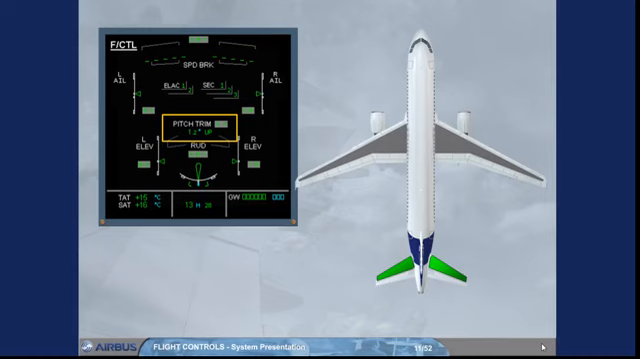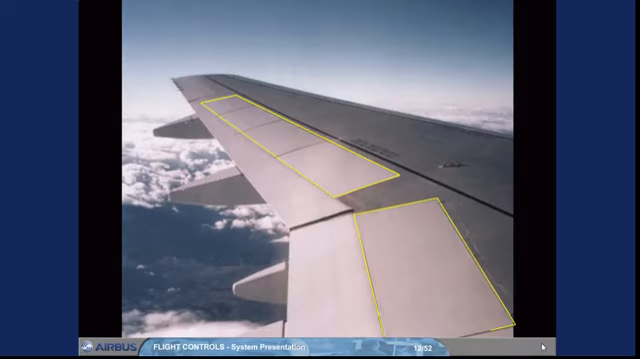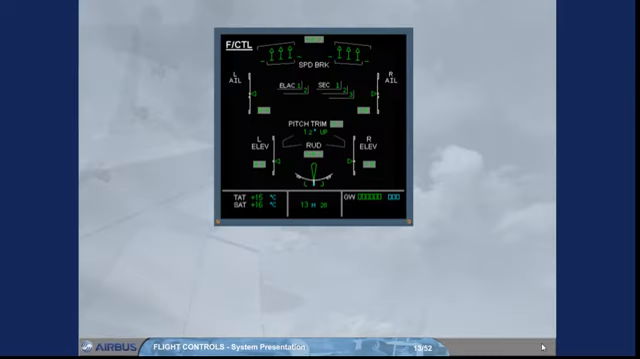Let's continue with the spoilers. The 5 spoilers installed on each wing have several functions. Speed brake function uses the 3 central surfaces. Roll control function uses the 4 outer surfaces. And ground spoiler function uses all surfaces. On the ECAM flight controls page, the spoiler extended position is indicated by small arrows. This is the case of the speed brakes.